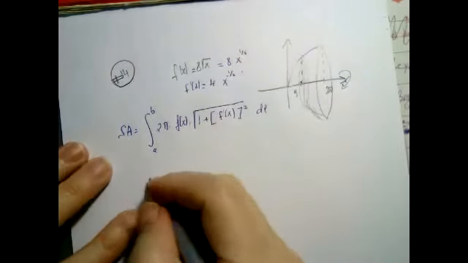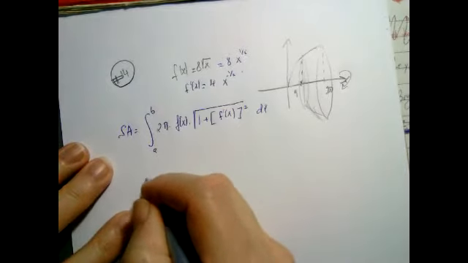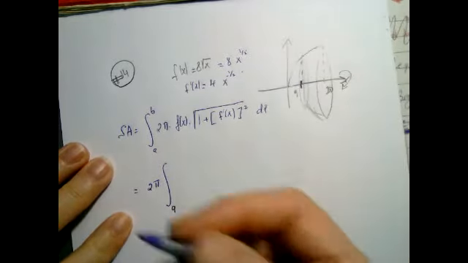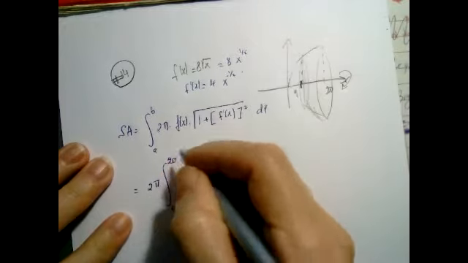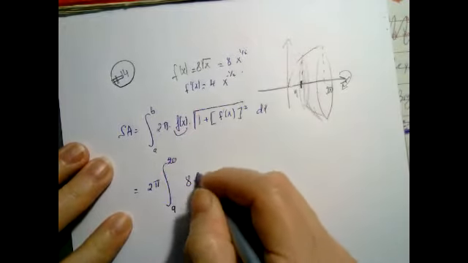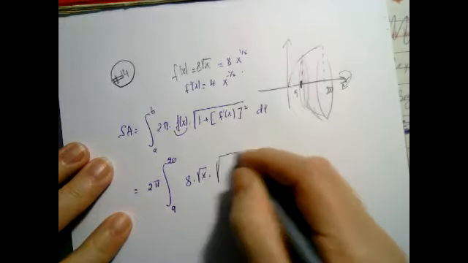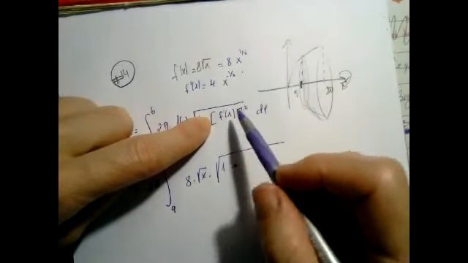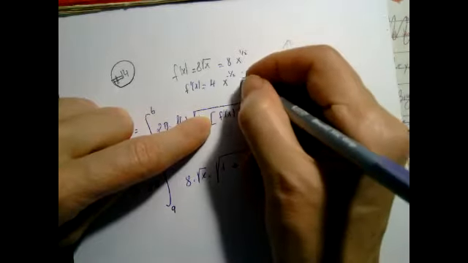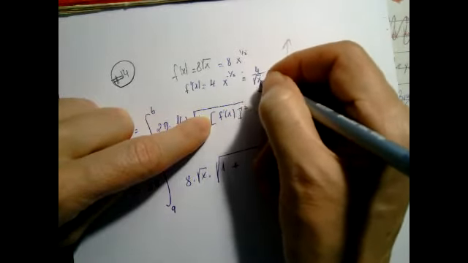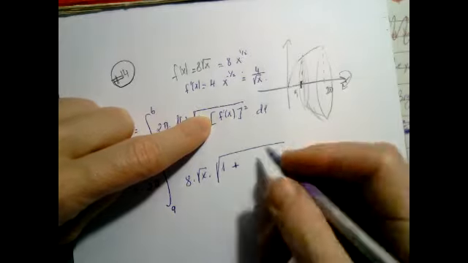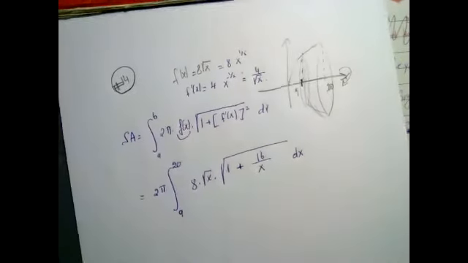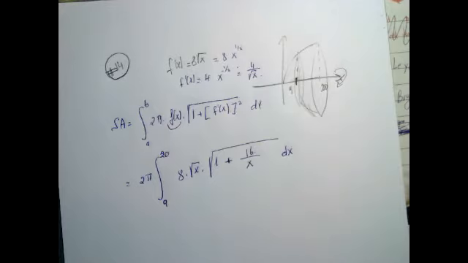All right, so let's compute the surface area. 2 pi is a constant. And now my integral is from 9 all the way to 20 of f of x, which is 8 square root of x, or x to the power a half, times the square root of 1 plus f prime of x squared. So f prime of x is 4 over the square root of x. When I square it, I'm going to have 16 over x, dx.